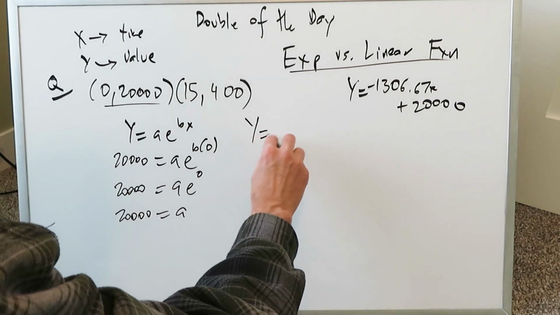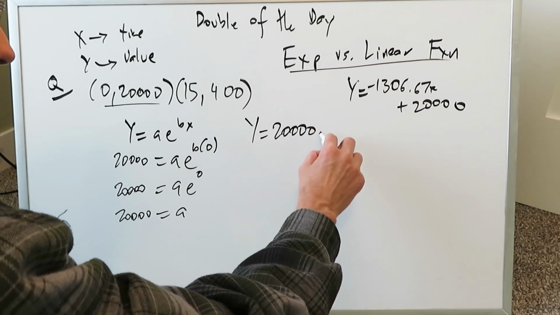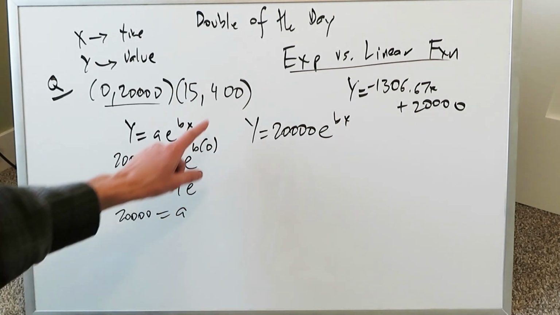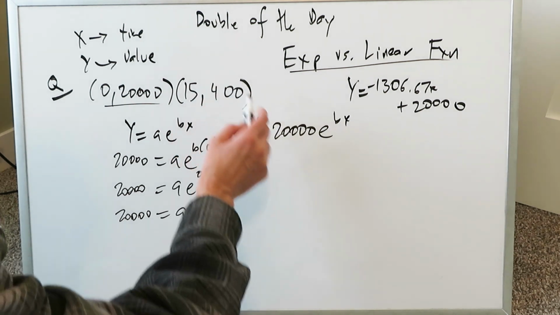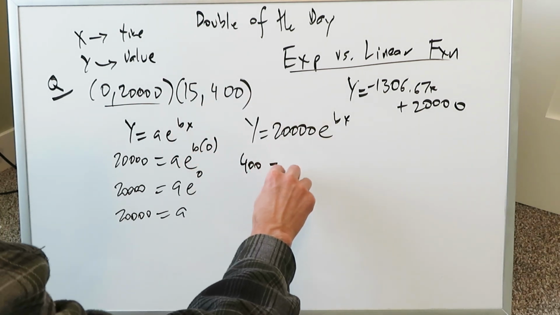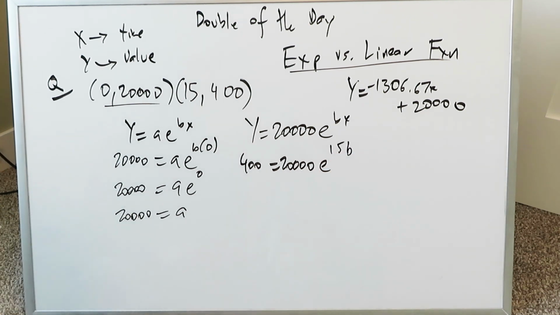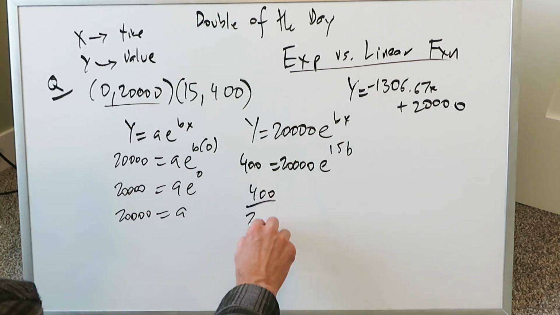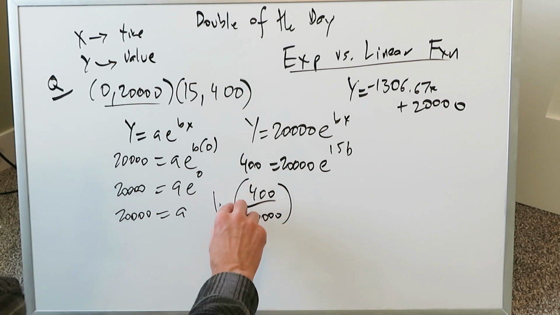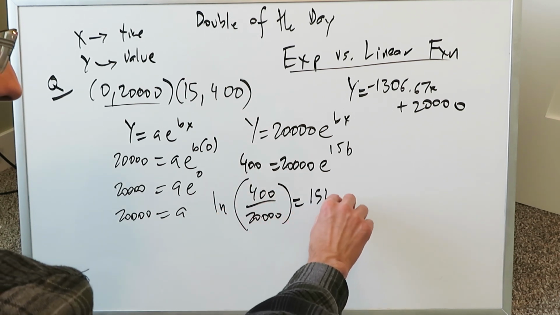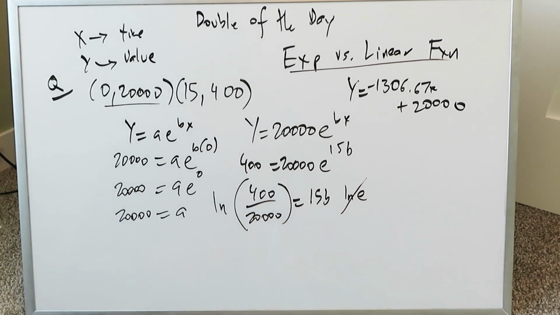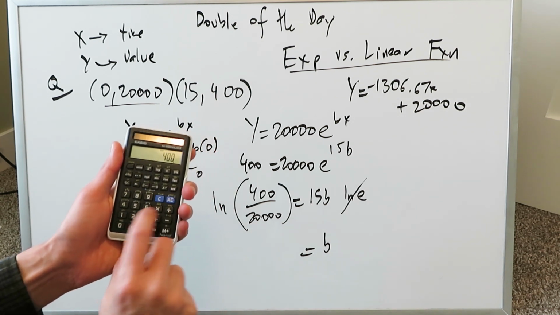Now you rewrite everything with your new information, which is your a value, and now you have to solve for the b value utilizing the next set of coordinates. You put the x and the y value where they fit. You'll have 400 is equal to 20,000 e to the 15b. Now you have to use the properties of logs. You'll do 400 divided by 20,000. You'll take the natural log of this, which will be 15b natural log e, which goes away. You just have to solve for b, and you'll get your value, and then we'll have our exponential function. So we'll do 400 divided by 20,000.